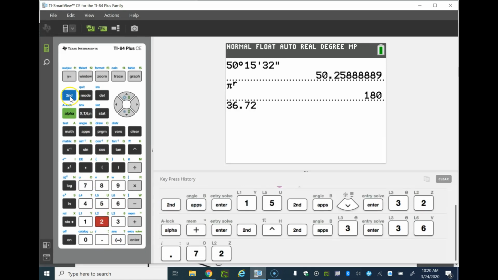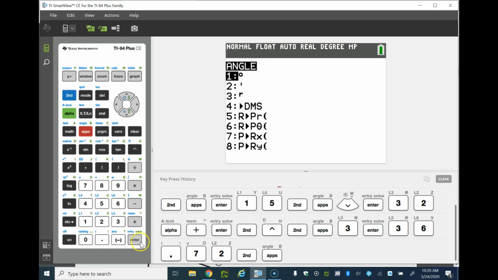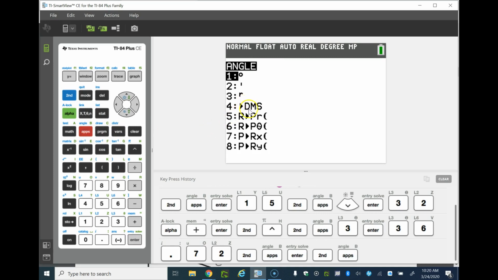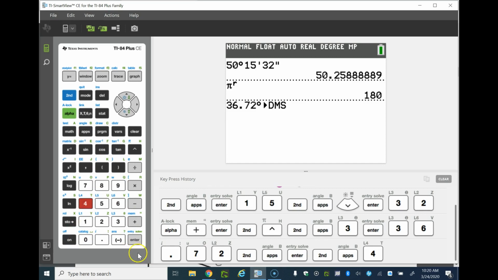36.72. Let me grab the degrees. And then we have to go grab, because we're going to change it into degrees, minutes, and seconds, number 4. And then it converts it back to what we have here.